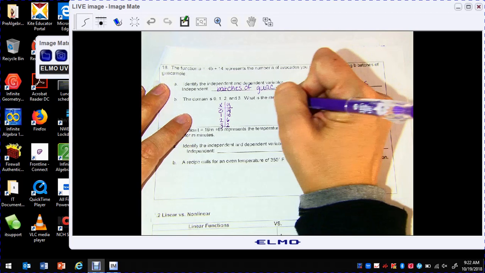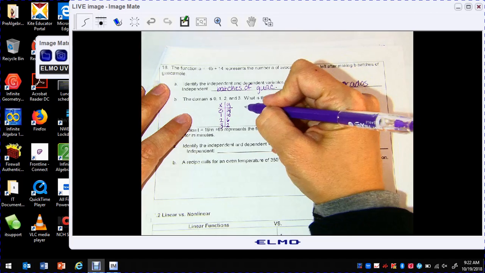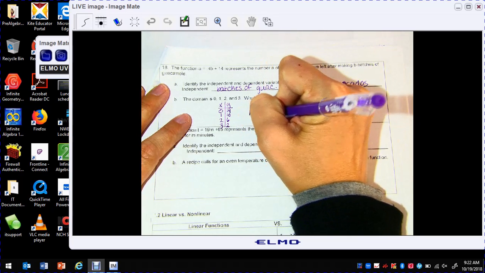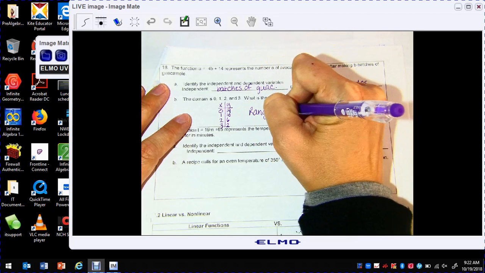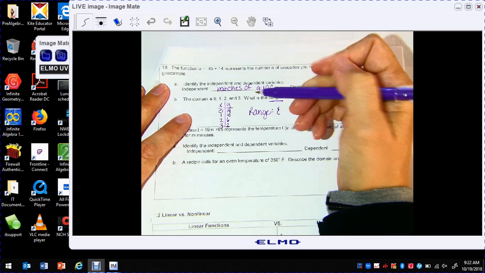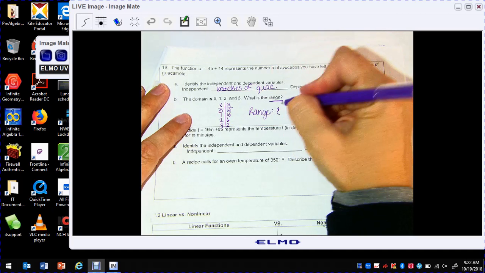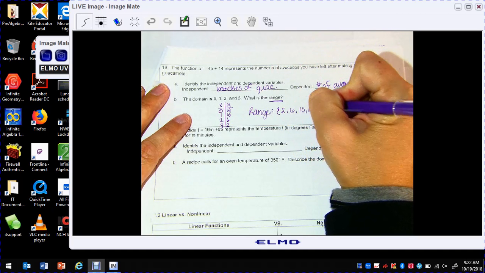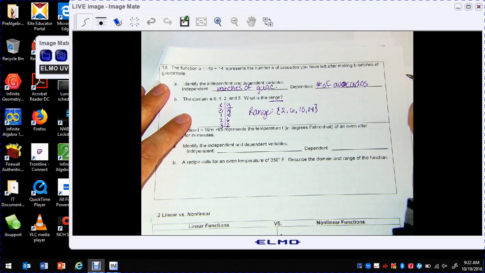But this wanted my actual range, which is the Y values. Now, a range we write in numerical order, and this is a set of numbers. We write it in numerical order from least to greatest. So I actually have to say my range is 2, 6, 10, and 14, and close your set. Okay?